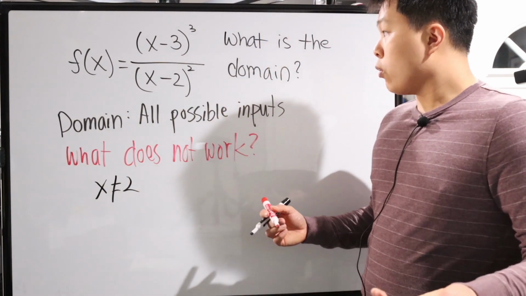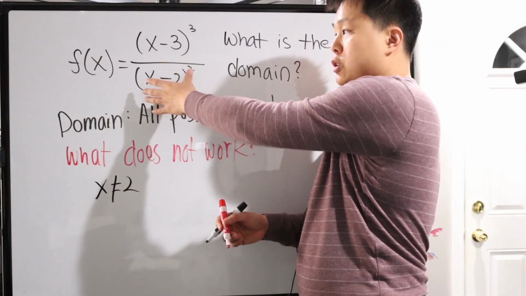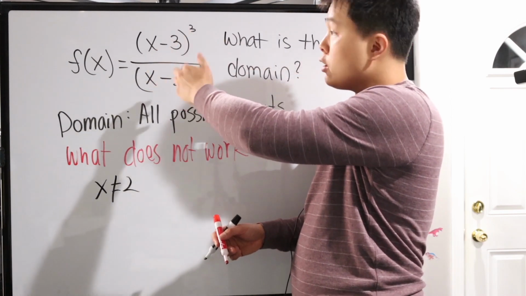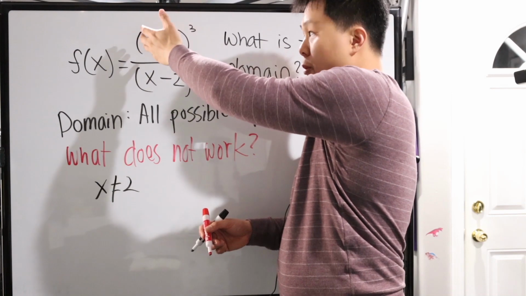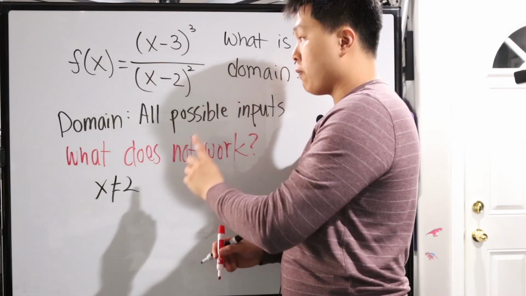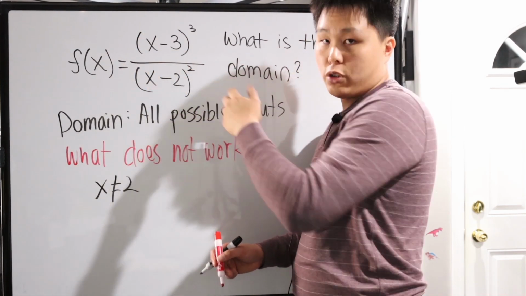Anything else? No, right? Because any number you put in here, it'll still just be a number. The top will still be a number. It could be 0, that's fine, on top, but the bottom cannot. So top could be any number, bottom could be any number, except for 2. Because if it's 2, then you're dividing by 0.